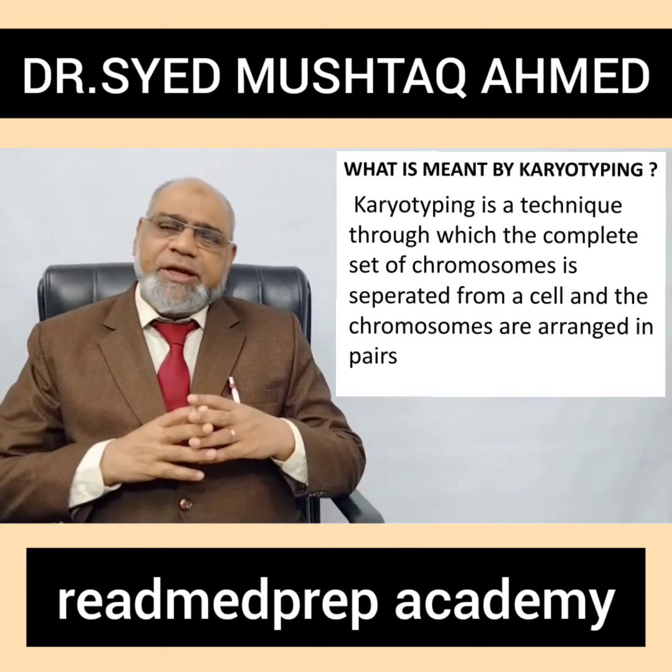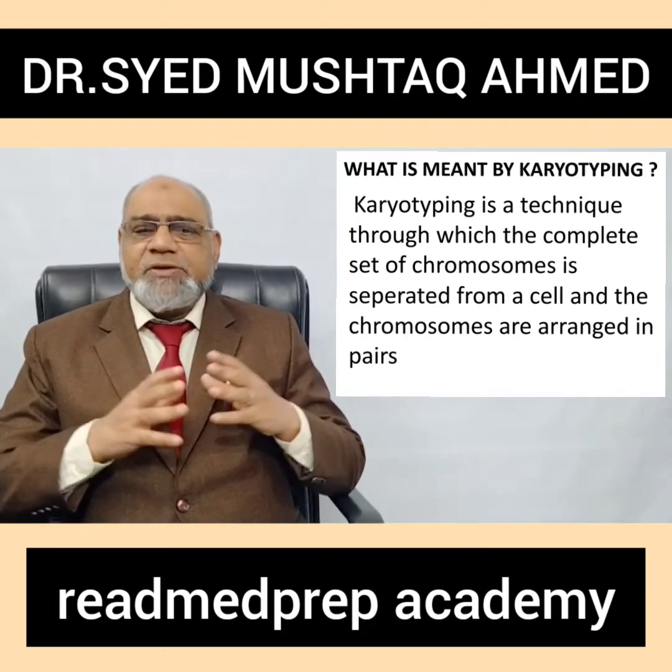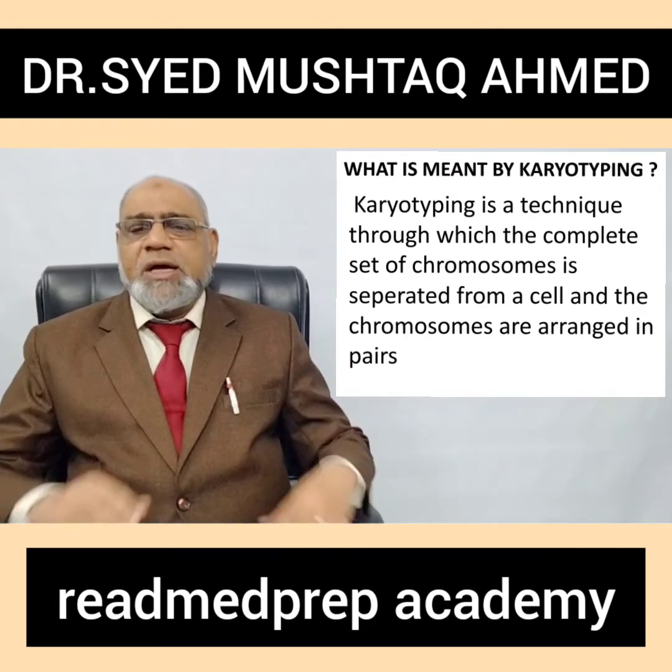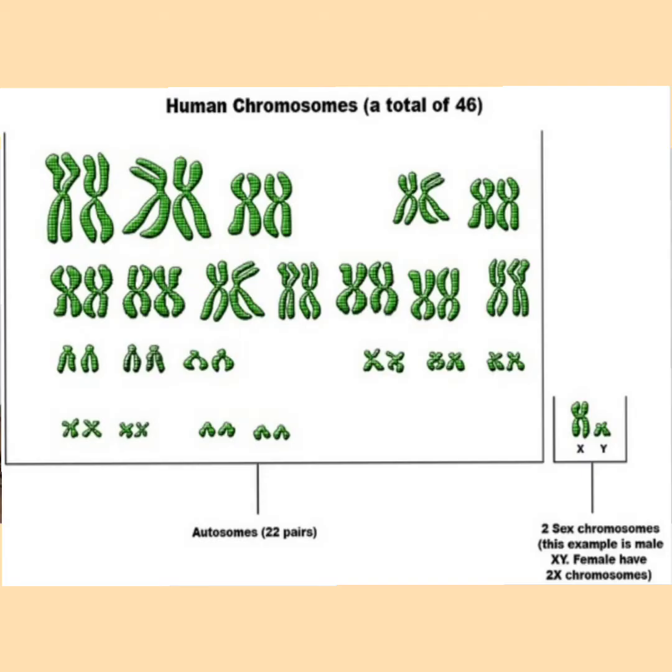Karyotyping is a technique through which the complete set of chromosomes is separated from a cell and the chromosomes are arranged in pairs. Here you can see the human chromosomes arranged in pairs, from the autosomes as well as the allosomes. The autosomes are 22 pairs and the allosomes are one pair. In males it is XY and in females it is XX.